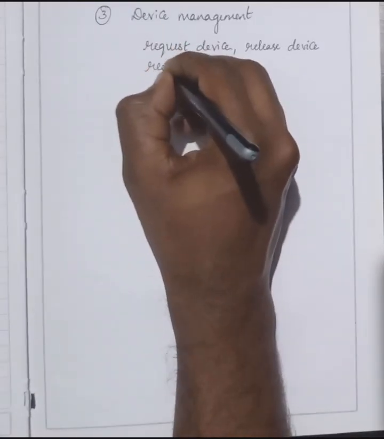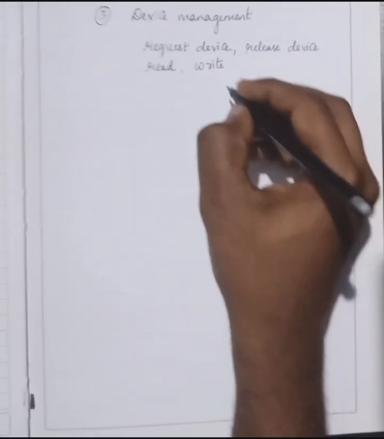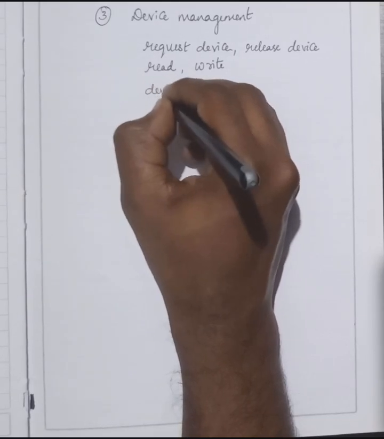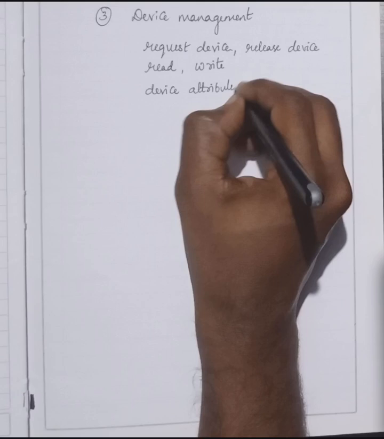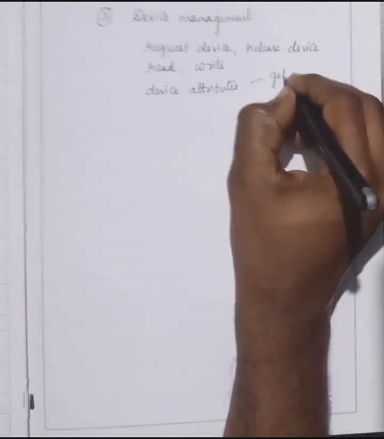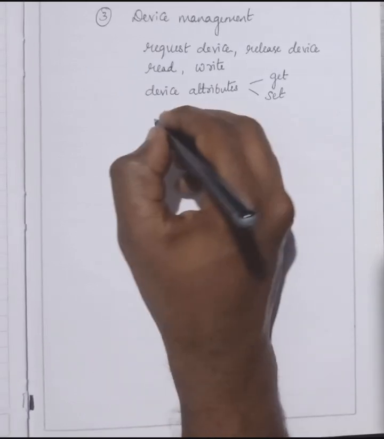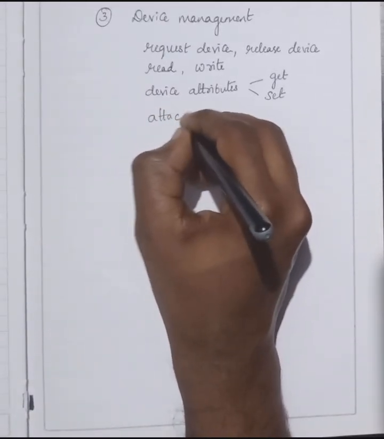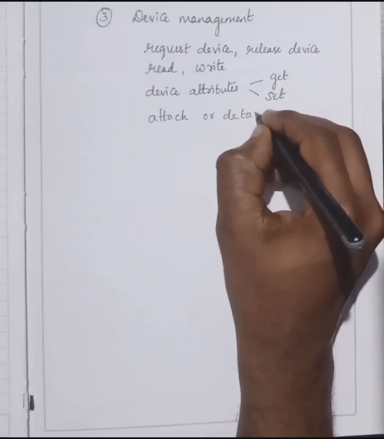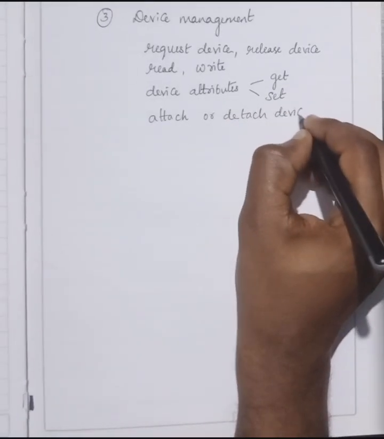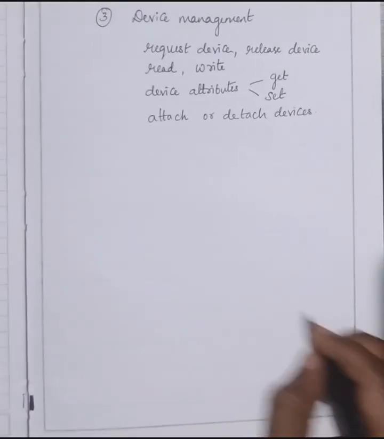Again, you want to read data from the device or write data to the device. In the same way, device attributes. We want to get the device attributes or set the device attributes, and both can be done. Again, we want to attach and detach the devices from the system, and for that also we have some commands. This is all about device management.